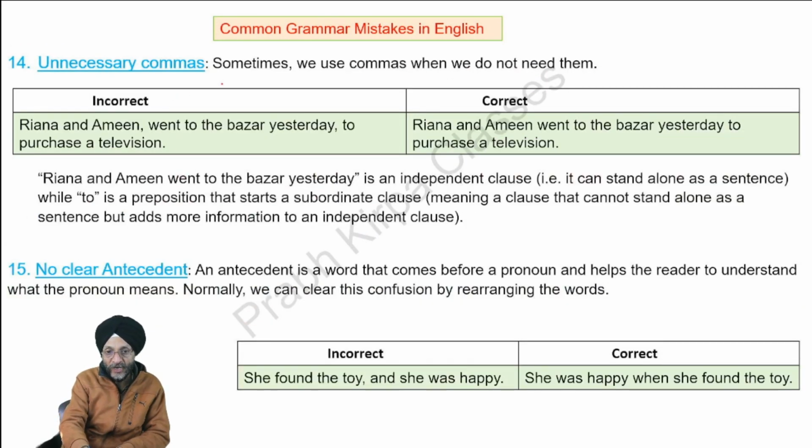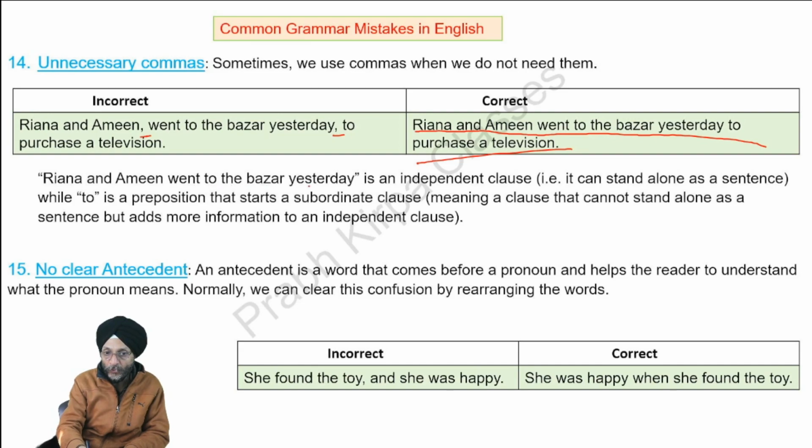Sometimes we use unnecessary commas when we are writing a sentence. We may not need them. For example, "Rihanna and Amin, went to bazaar yesterday, to purchase a television." Here you will see we have added commas after Amin and after yesterday. There is no need of the same. The correct sentence will be "Rihanna and Amin went to bazaar yesterday to purchase a television." There is no need of any comma.